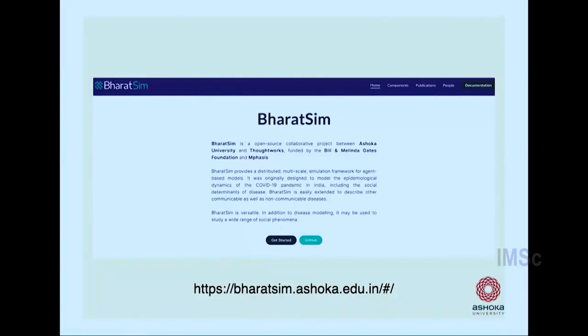What we're more interested in is disease spread in communities and cities, at most states, which are somewhere between 70 million in a reasonably sized state, all the way up to about 230 million for UP, for example, which is a large number. But here, this is now available for people to download. The paper behind Bharatsim is still currently being written, but anyone can download this and try it out on their own.